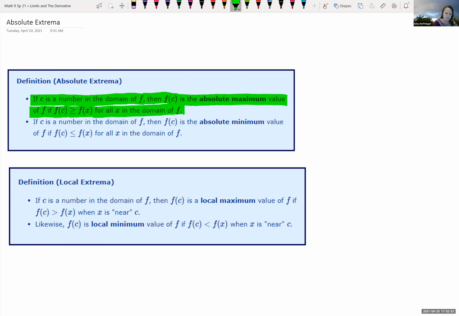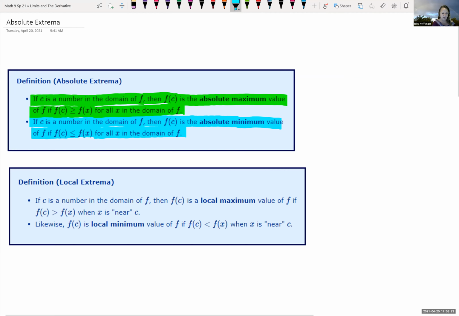An absolute minimum is the same sort of idea. We say c is a number in the domain of f, so it has to be in our domain. Then f of c, the y value, is an absolute minimum value of f if f of c is smaller than or equal to f of x for all of the x values in our domain. Let's compare that with what we just said about local extrema.